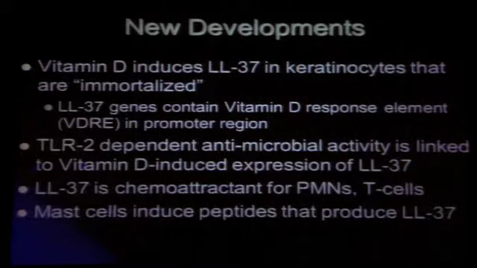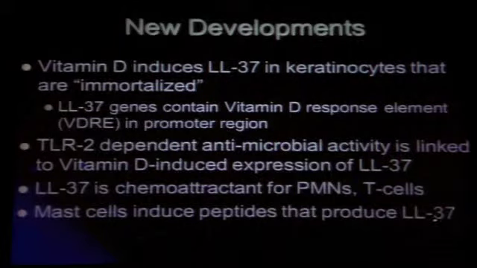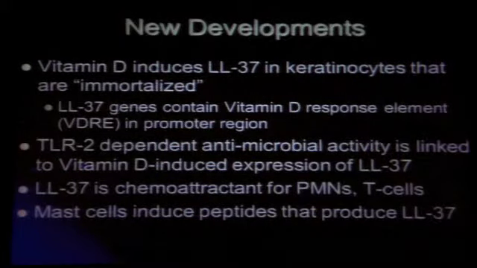Now, LL37 is also a very important chemoattractant for neutrophils and other T cell lines. And then the flip side is that mast cells can induce peptides that also produce LL37. So it kind of plays on both sides, right? Because mast cells are more of a Th2 cytokine or Th2 cell, and what we're looking for with these is more Th1 immunity. So LL37 is very nonspecific in the way it behaves.